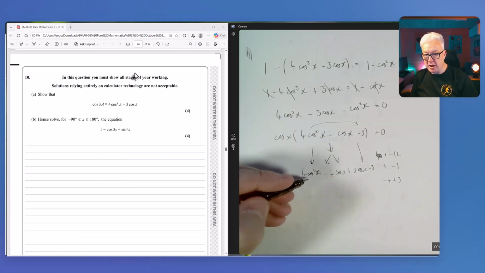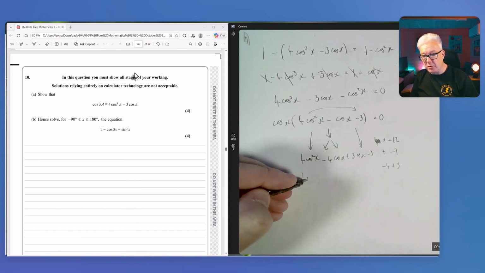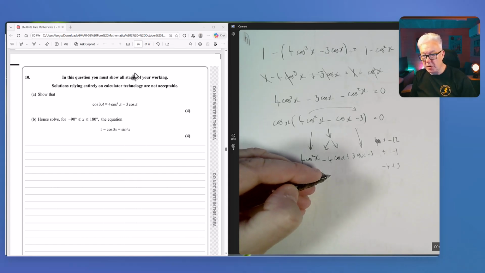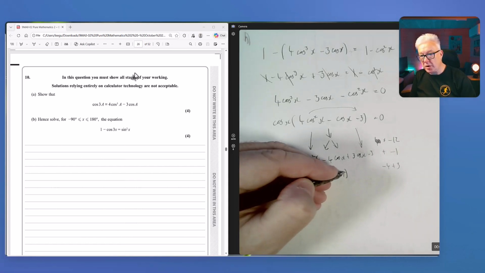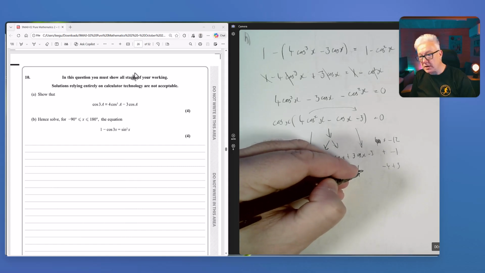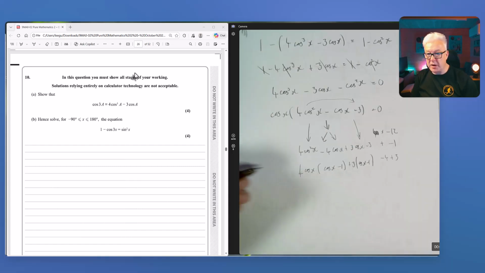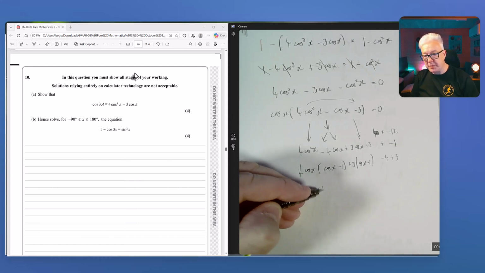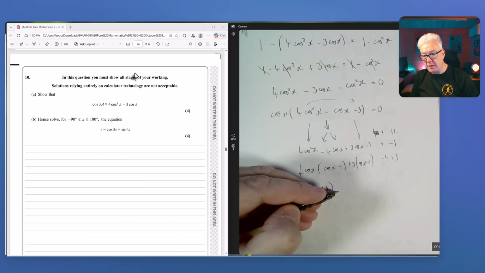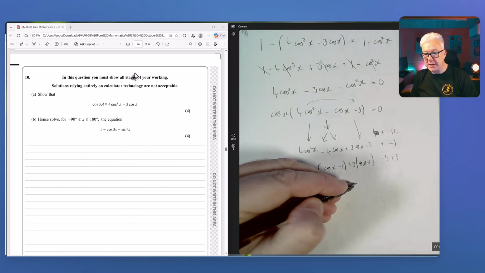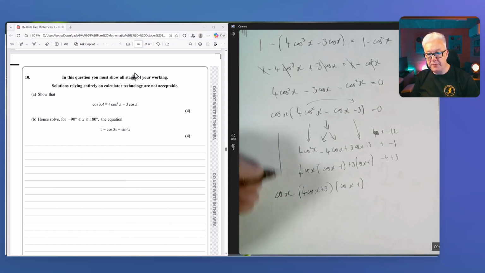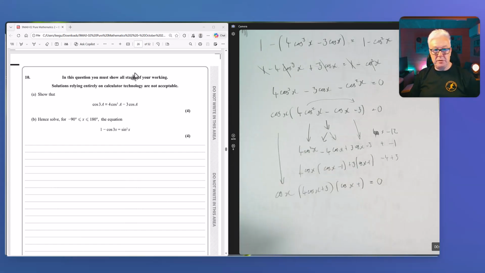Factorize out the 4 cos x. That gives me 4 cos x, and then we're going to have cos x minus 1. Take out a 3 from this one, and that gives me cos x minus 1 there as well. So this quadratic factorizes into 4 cos x plus 3, and then times by cos x minus 1, and we've got the cos x on the outside there as well. And all of that is equal to 0.